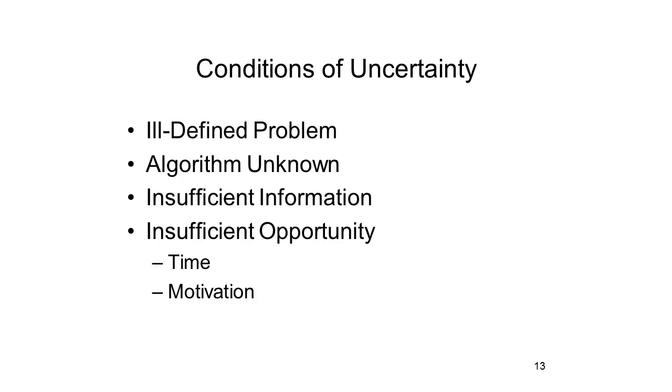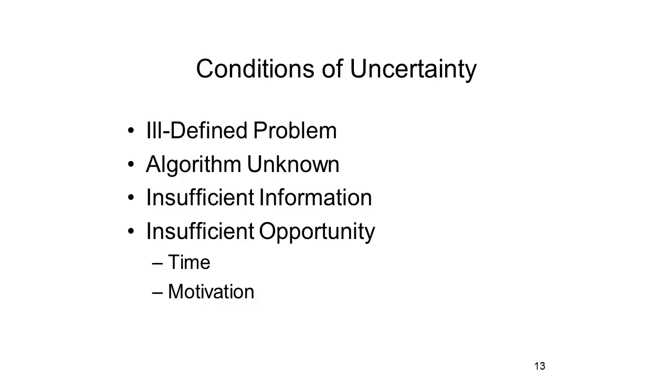Or maybe there is an algorithm that would allow us to solve the problem, but we just don't know what it is. Or we know what the algorithm is, and we don't have enough information to apply the algorithm. Or we don't have the time to apply the algorithm. Or, let's be blunt here, sometimes we just don't have the motivation. All of these conditions, separately and together, create an environment of uncertainty in which the rules of decision-making may be very different from the prescriptions of rational choice theory.